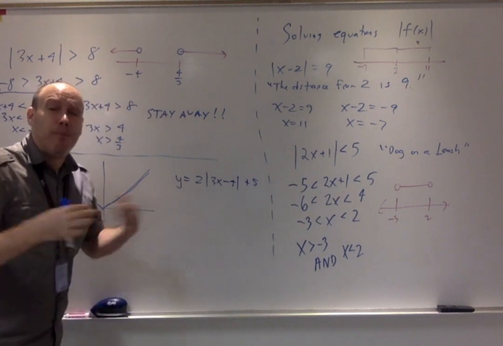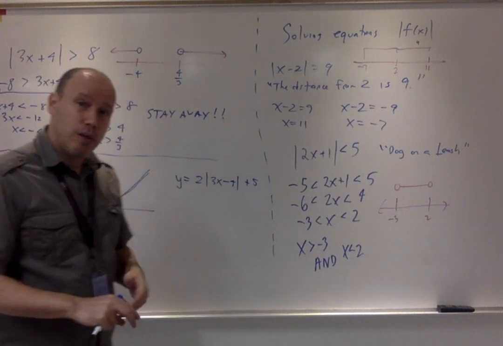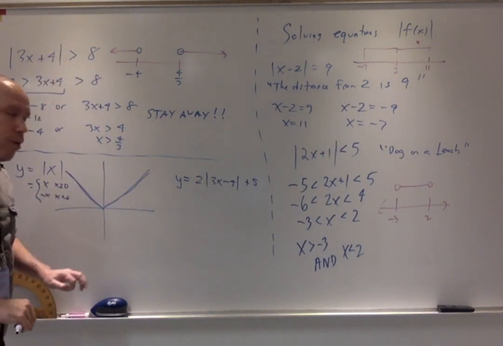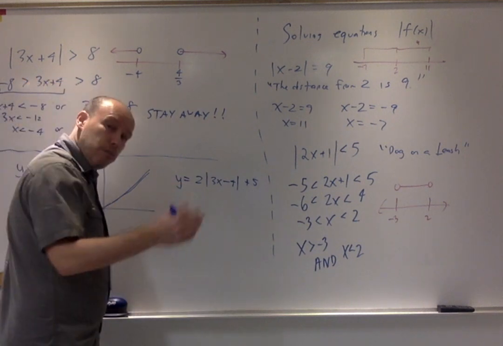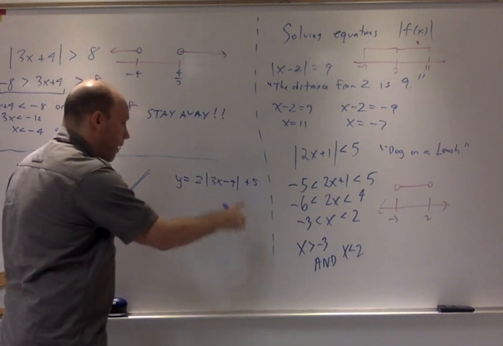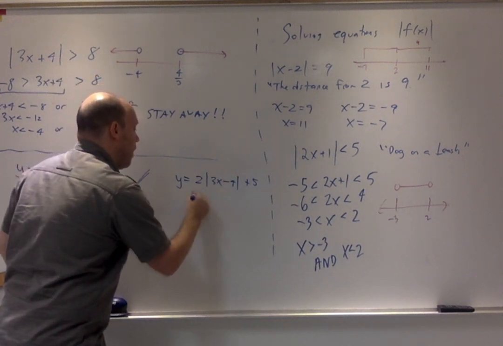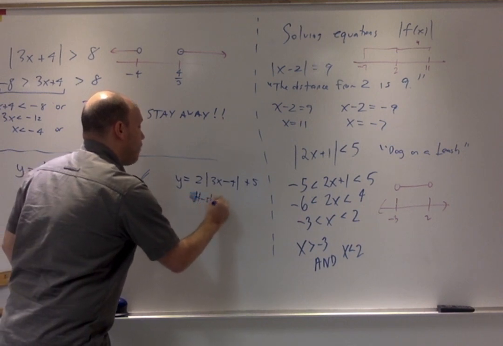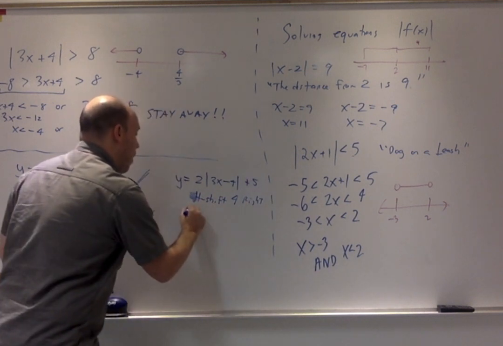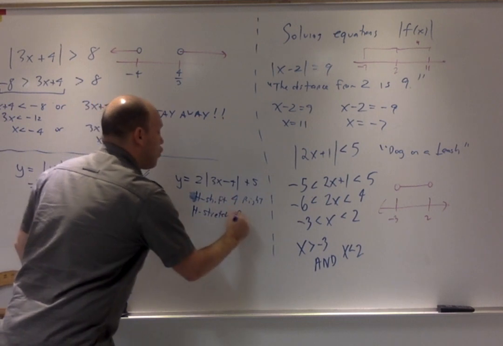You have technology, but you might be asked to tell me what the transformation is. What do you think the transformation is? Well, the parent is the absolute value. What's going on first? Take a second to do this. Okay, well, I see that it's a horizontal shift of 4 to the right. Then I see a horizontal stretch by a factor of what?